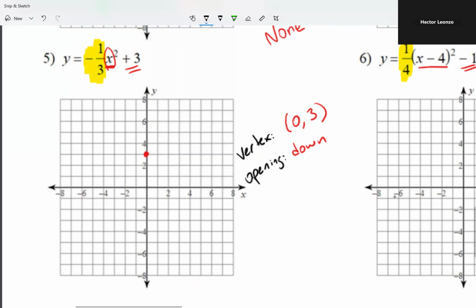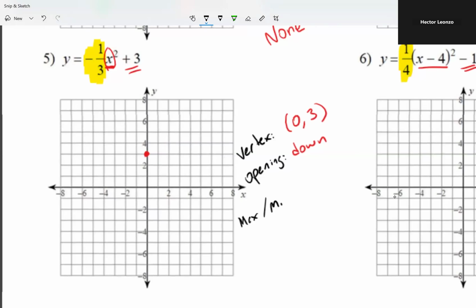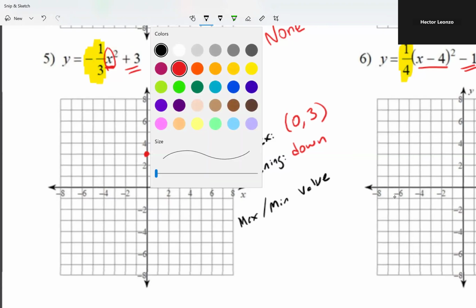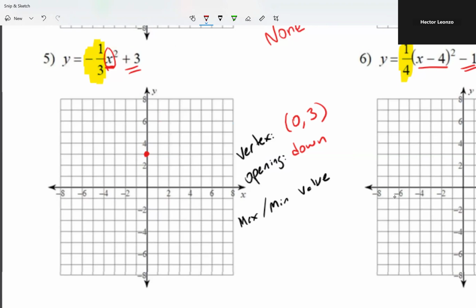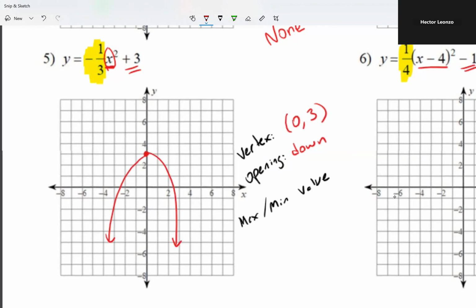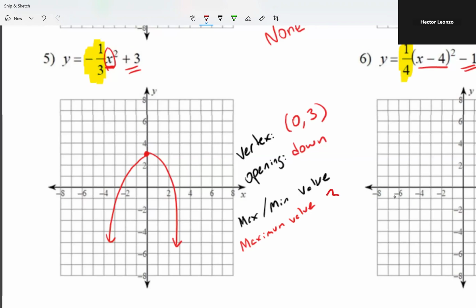So remember, I'm going to ask first of all for the maximum or minimum value. I know where my vertex is, (0, 3). And this thing opens down, roughly like this. I could be a little bit off, but I'm just looking at it, it looks like it's opening down. So in this case, this is a maximum value, and my maximum value here is +3.